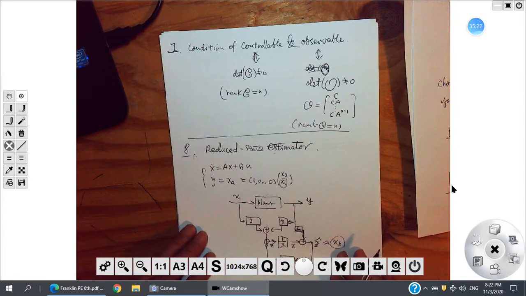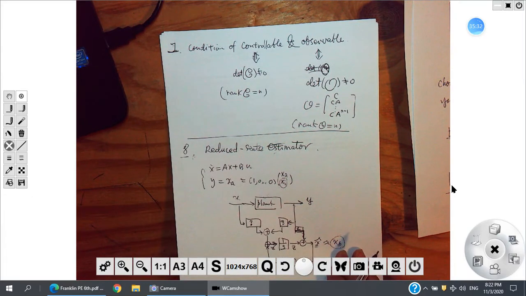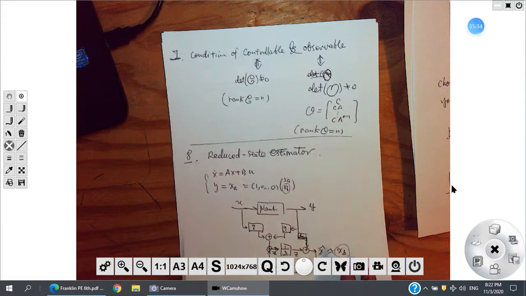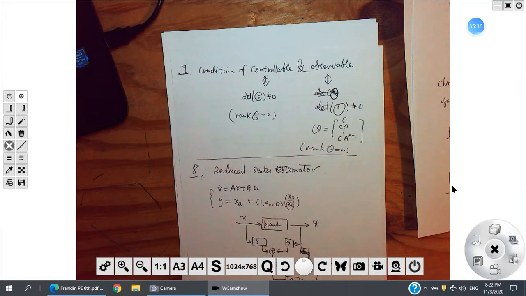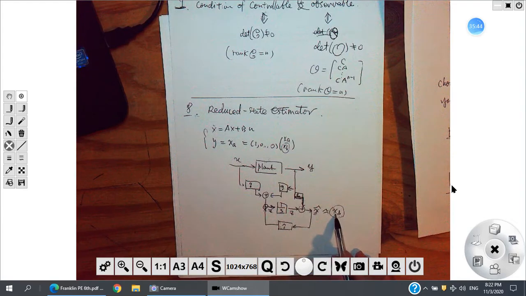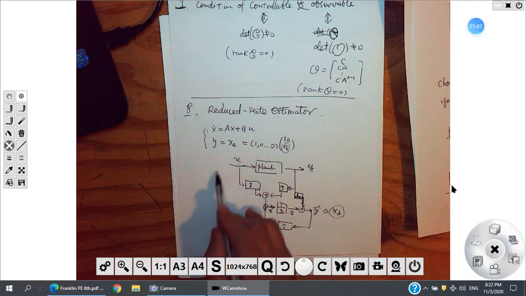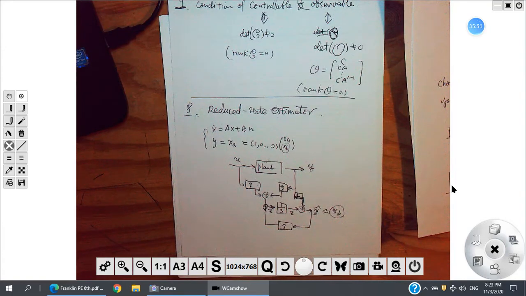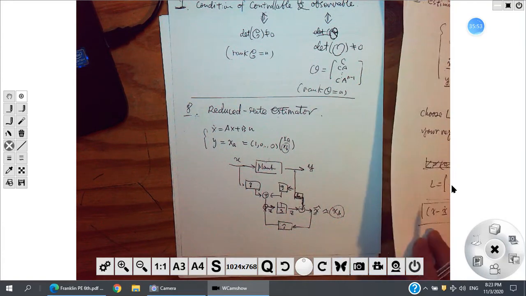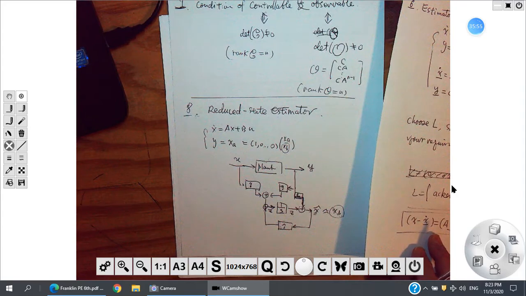And actually we have one more thing, but I don't think I have homework for that. That is, you combine the two together. You use the estimator, then you have x hat, and you use this times K as the whole feedback. Right? Okay, that's all of this chapter.